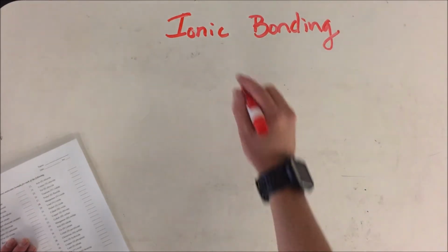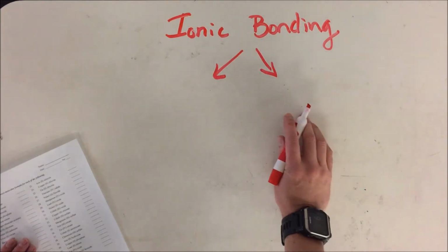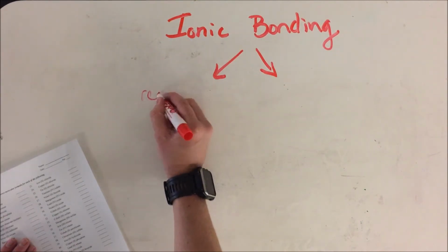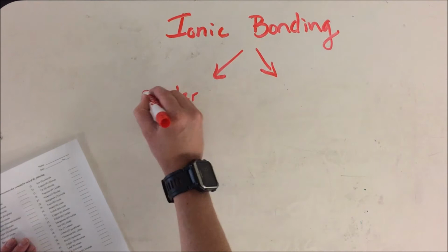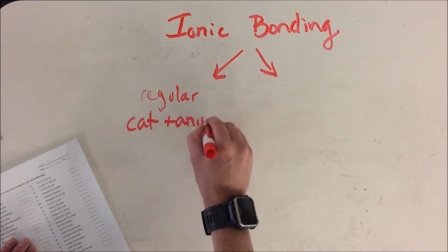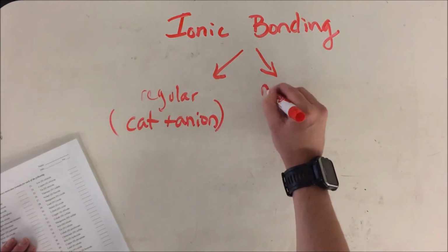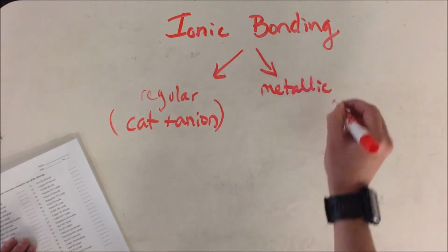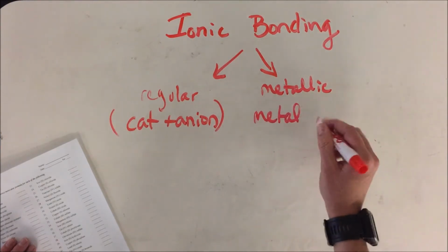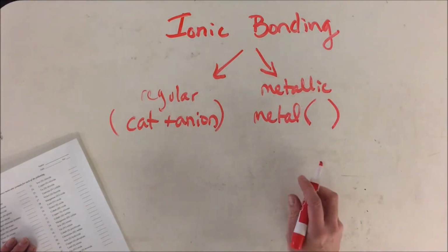When it comes to ionic bonding, the main two, actually maybe even three questions you need to ask yourself are: is it regular ionic bonding, so you have your cation and your anion? Is it metallic ionic bonding, in which case we're using a metal, and we have to indicate that metal's charge using Roman numerals in parentheses?